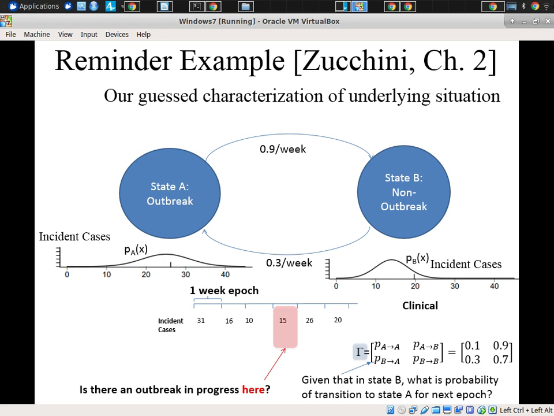So here we have this situation of outbreak, non-outbreak. We have these two distributions; these are incident cases we're observing. Here's our transition matrix, and the transition matrix is given by these values. So if I'm in an outbreak state, I have a 10% probability of staying in that state and a 90% probability of going to a non-outbreak state. By contrast, if I'm in a non-outbreak state, I have a 30% probability of remaining there, a 30% probability of going to an outbreak state and a 70% probability of remaining in an outbreak state. Here are distributions associated with each. So this is the likelihood distribution associated with, if I'm in a non-outbreak state, what's the probability I'll observe different numbers of cases, and similarly for an outbreak state.